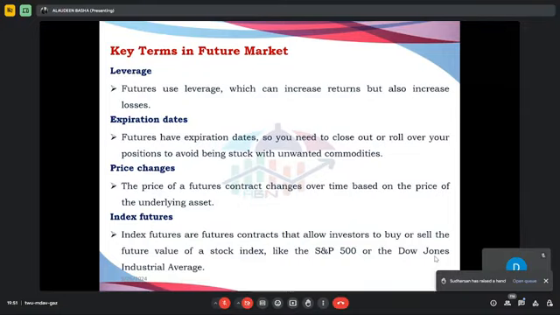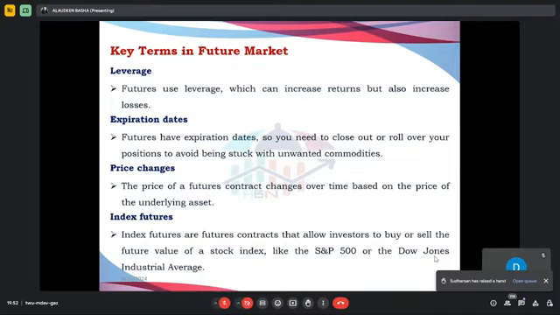The first term is leverage. What is meant by leverage? Futures have leverage, which can increase the return, but also the losses. Most of the time it increases only losses, not returns. So 99.9% you should avoid leverage. It's a public forum, so I'm not saying this word, but what I'm saying is, leverage is one kind of suicide in the stock market. So don't try to use leverage in the stock market. This is my humble request for all the freshers as well as the experienced persons.